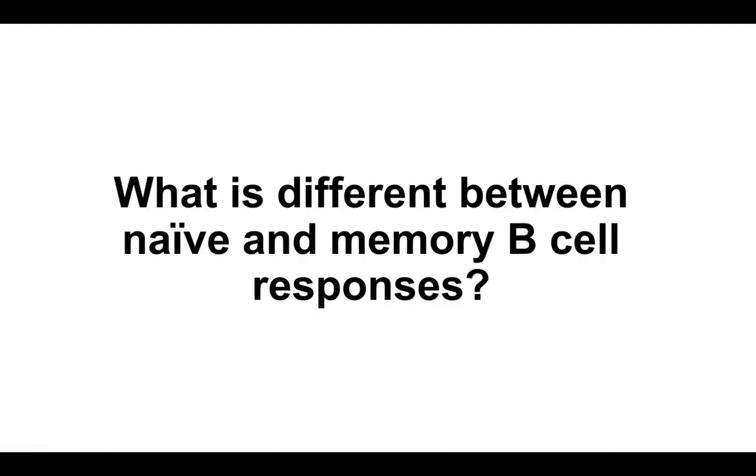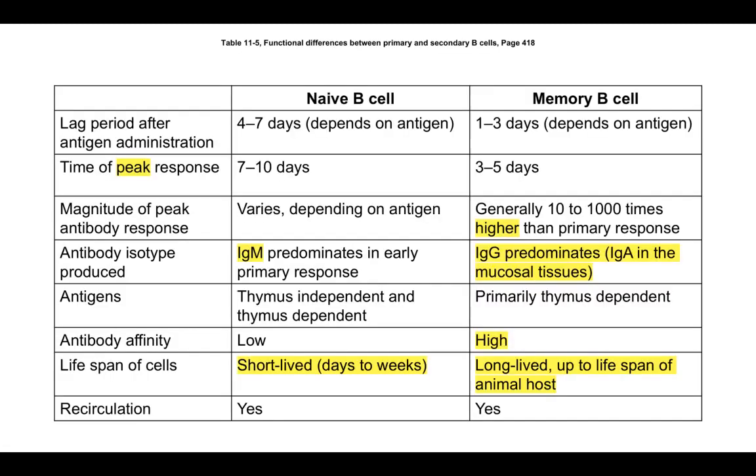What is different between naive and memory B cell responses? So a naive B cell takes about 4 to 7 days to respond. It makes a lot of IgM, and it's short-lived. Whereas a memory B cell only takes 1 to 3 days to respond. It's going to make a lot more antibodies than the first time. So it makes 10 to 1,000 times higher of a peak antibody response. And IgG is predominant, and it might be IgA if it's in the mucosal tissue.